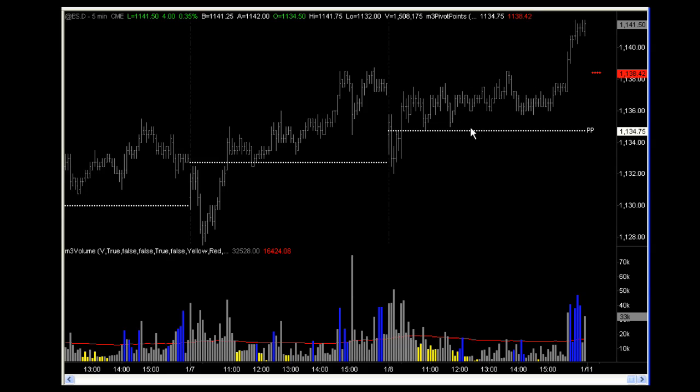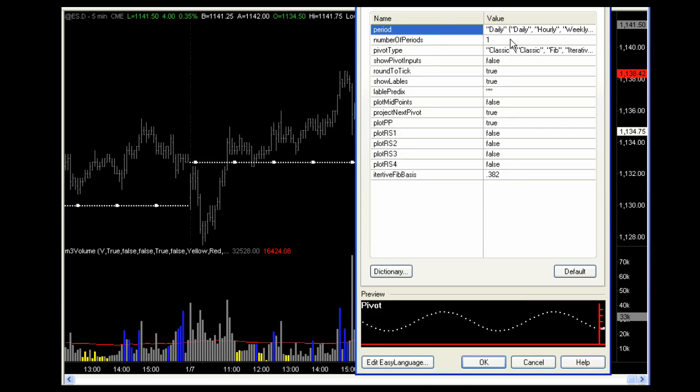Now, let's go look at the indicator. There's a couple interesting things about the way this is set up. One is that you get to specify the period of the pivot in any increment that you want. You can do daily, hourly, weekly, monthly, and you can choose the number of periods. So you could do a 2-day pivot, 3-day, 4-day, 5-day, 6-day. Or you can do a 2-week pivot.